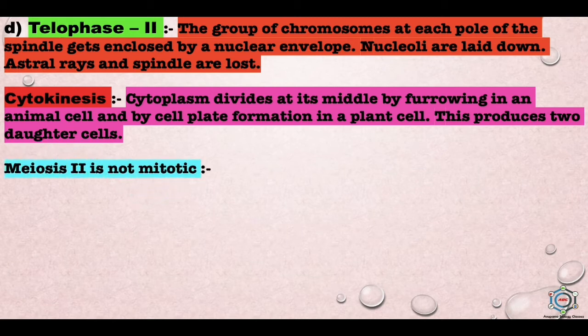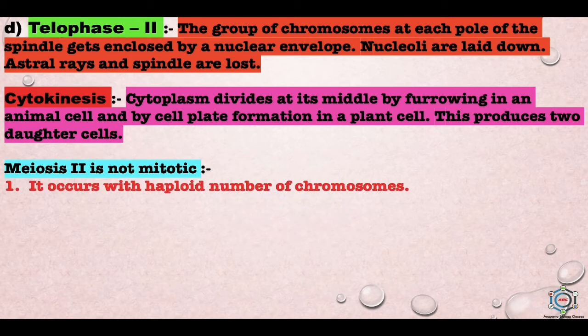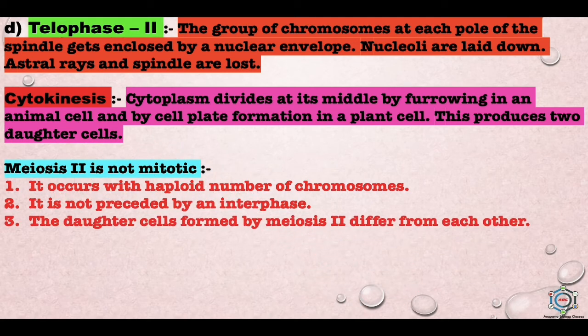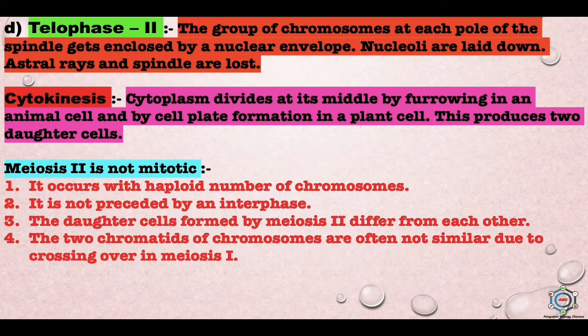Meiosis second is not mitotic. Why? It occurs with haploid number of chromosomes. It is not preceded by an interphase. The daughter cells formed by meiosis second differ from each other, and the two chromatids of chromosomes are often not similar due to crossing over in meiosis first.